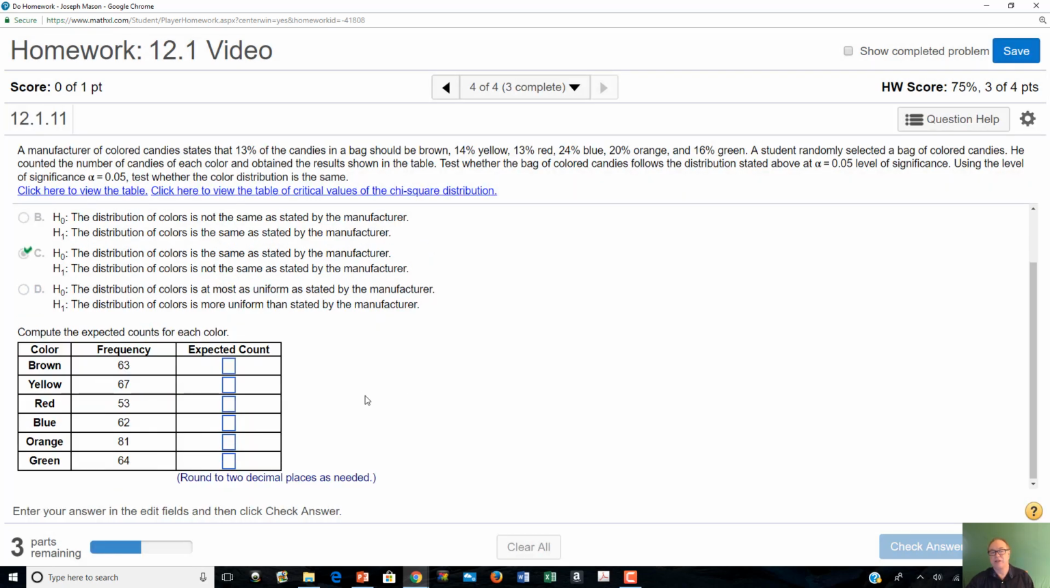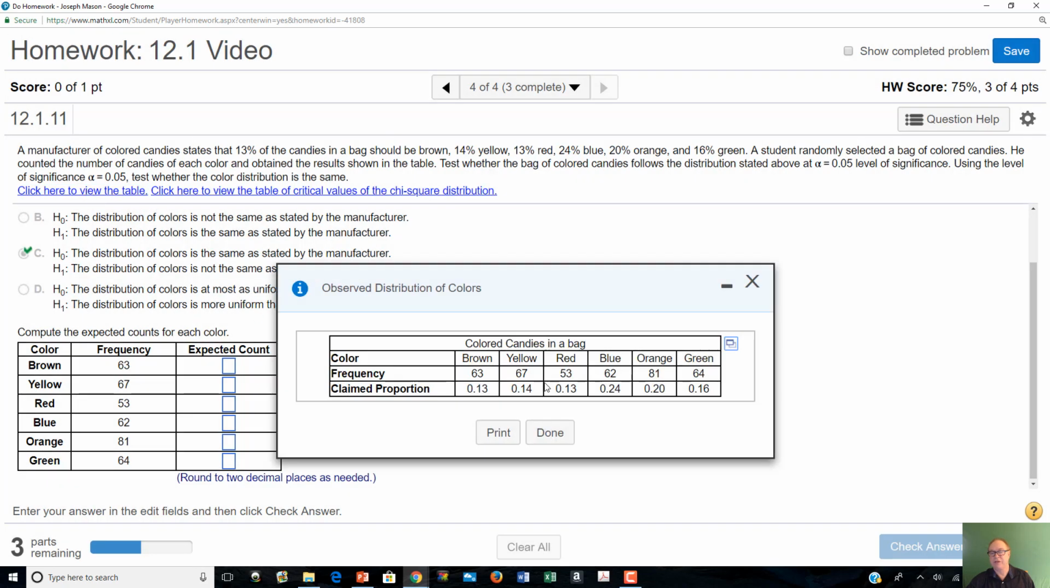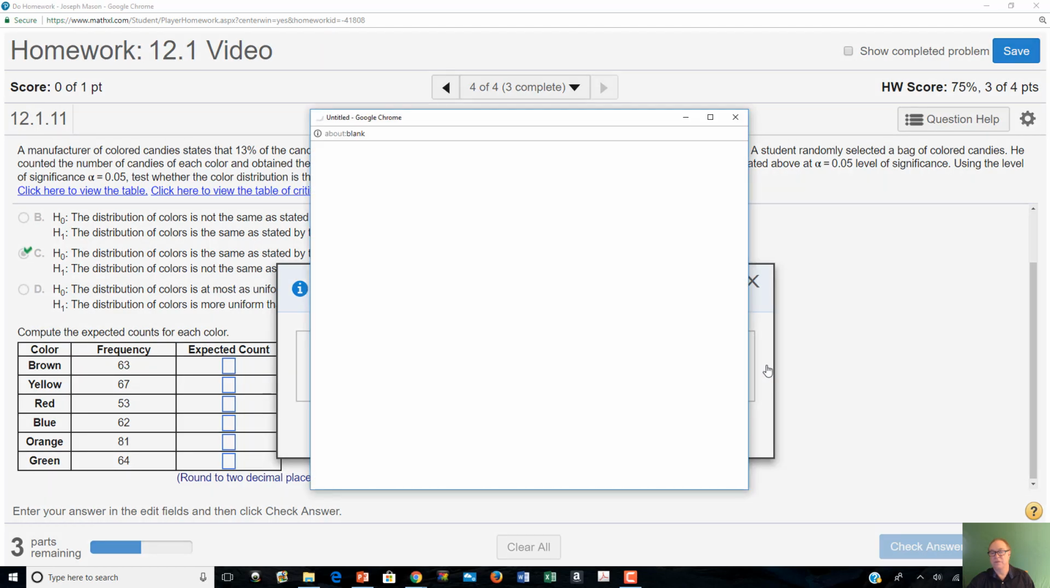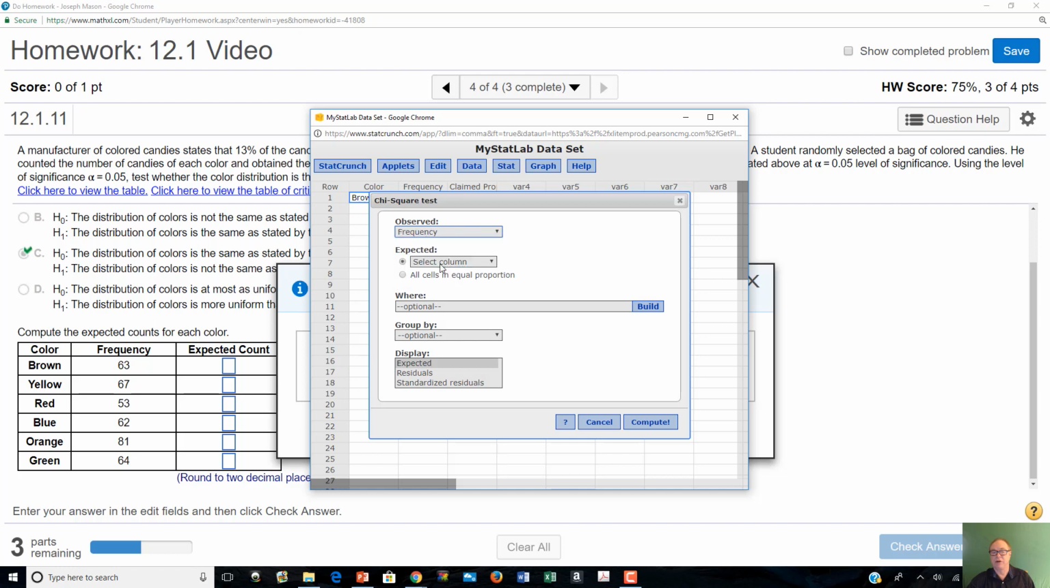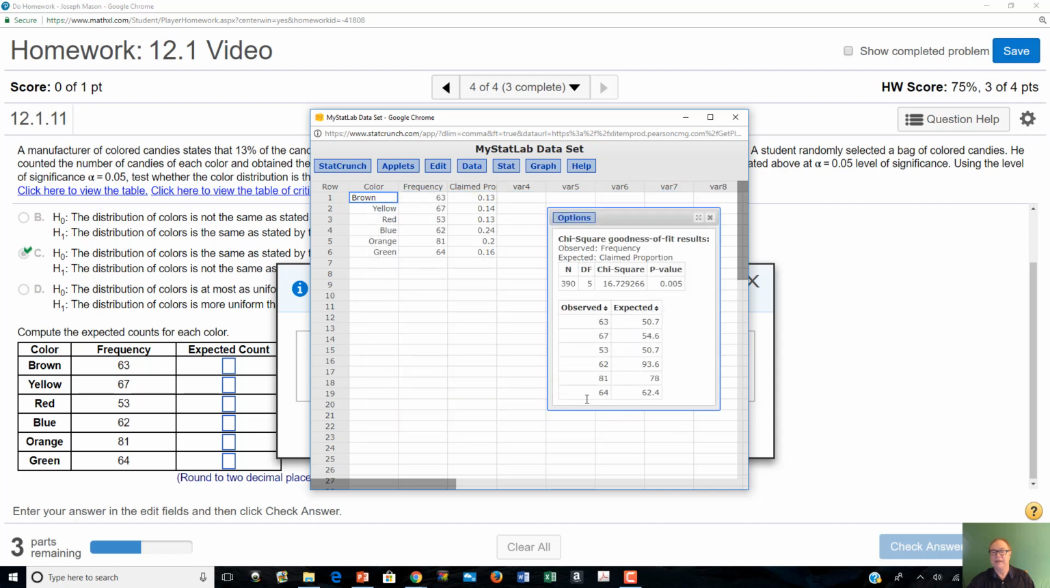Okay, now, here they want the expected count. But we can use StatCrunch this time. If you go into the table, here's the table of colors, the frequency. If you open up the table, now the frequency would be the observed and the claimed proportion. So we're going to go goodness of fit, chi-square. We're going to pick frequency, and we're going to pick claimed proportion. Click compute. Now you notice here's all your expected values.